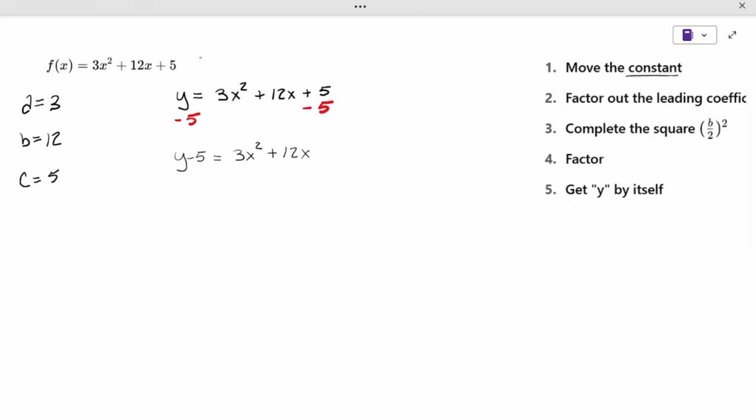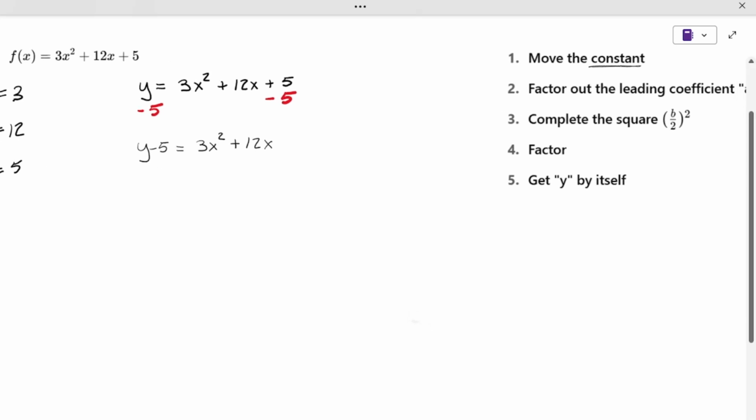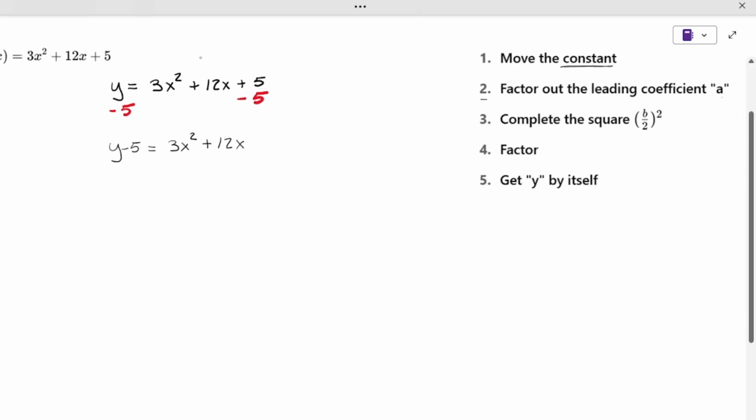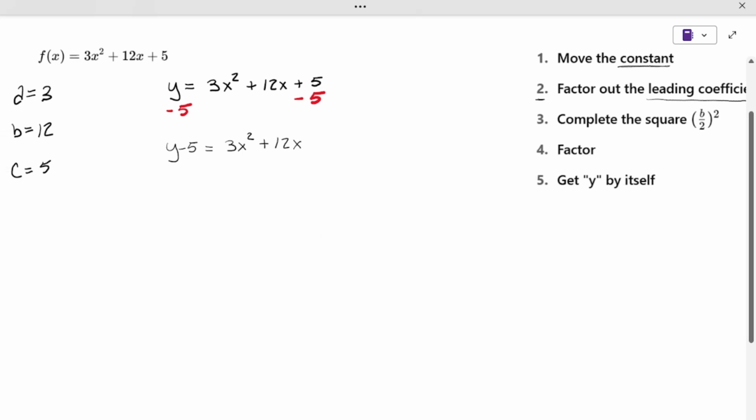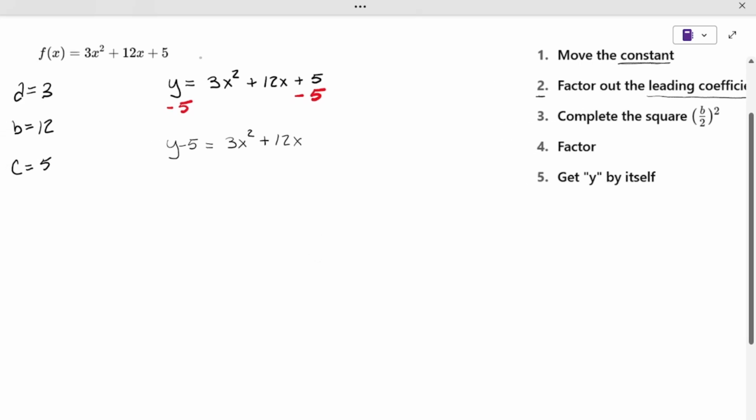Amazing. So this time we can actually do number 2 because we have a leading coefficient in front of the a term. The coefficient is 3. So we're going to factor that out. We're going to keep the left-hand side the same. Y minus 5 equals 3.